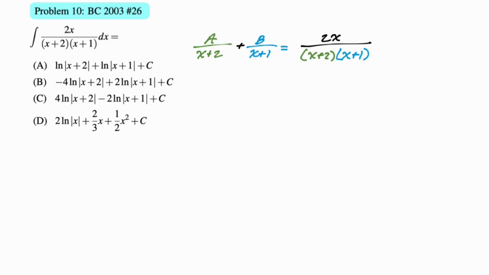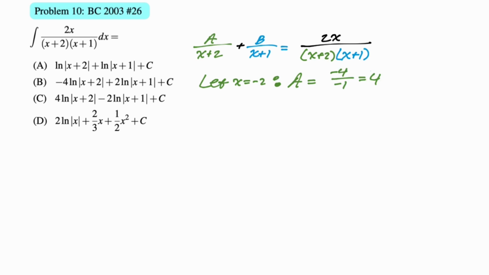So we have a over x plus 2 plus b over x plus 1 is equal to 2x over the quantity x plus 2 times x plus 1. I'm going to use the cover-up method. So I'm going to let x equal negative 2, and that will solve for a. So what you do is you cover up the x plus 2 and plug in negative 2. So plugging in negative 2 to 2x gives negative 4. Plugging in negative 2 to x plus 1 gives you negative 1. So we get negative 4 over negative 1 is just 4.